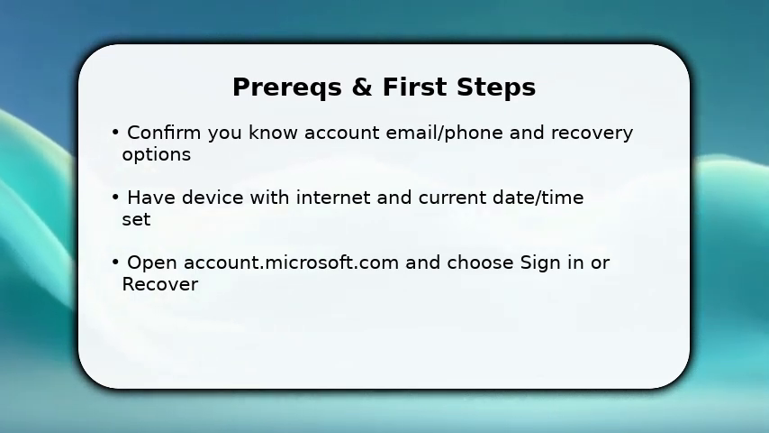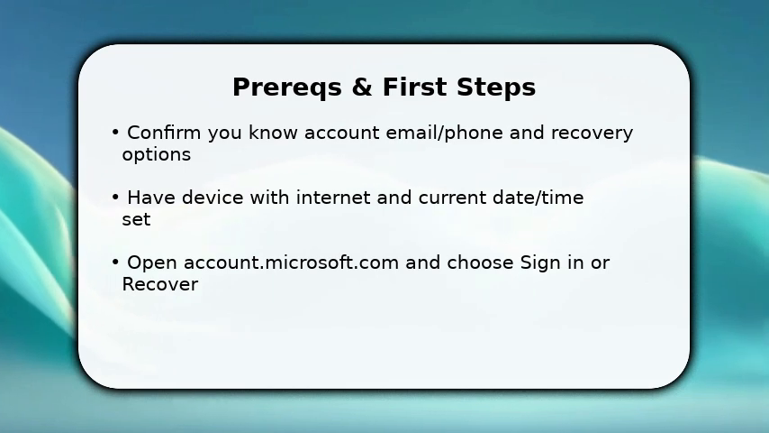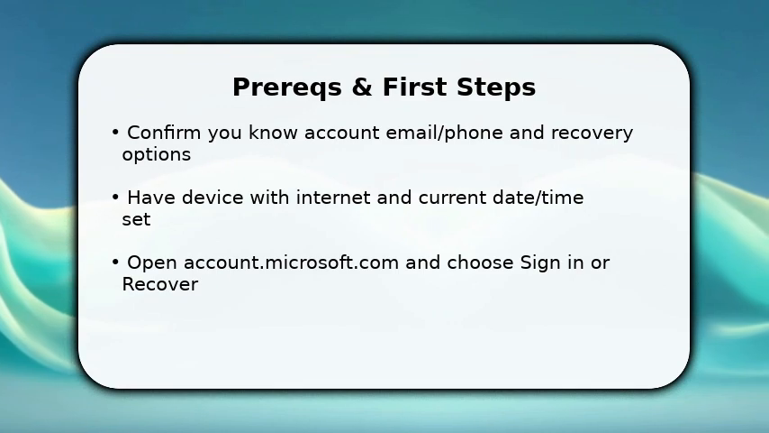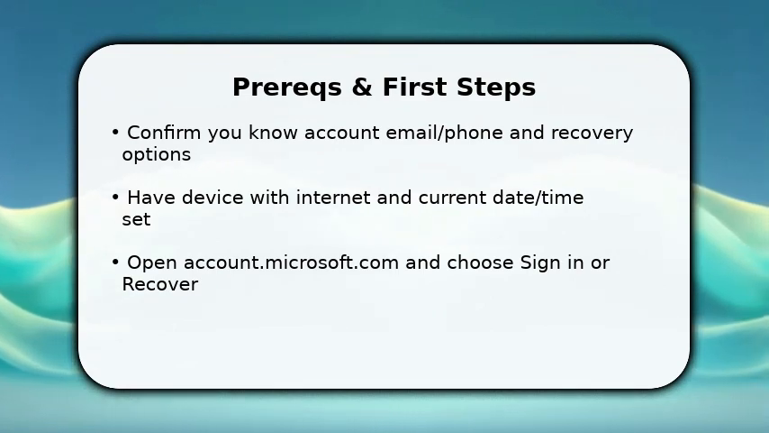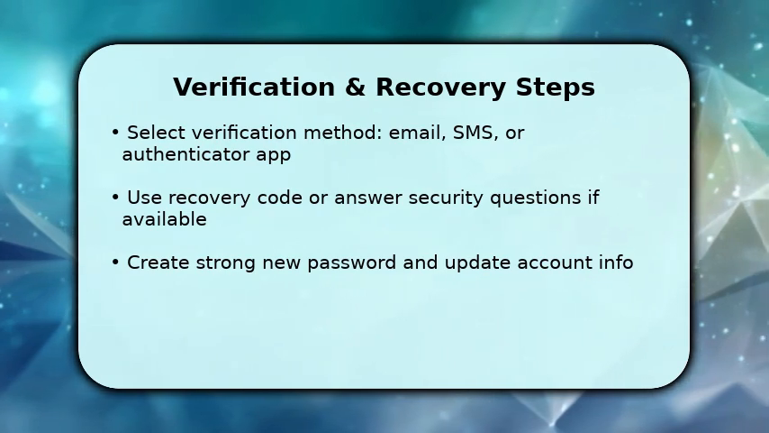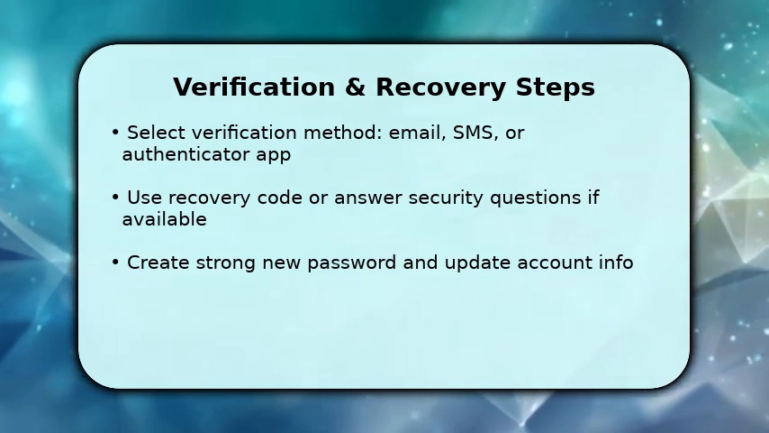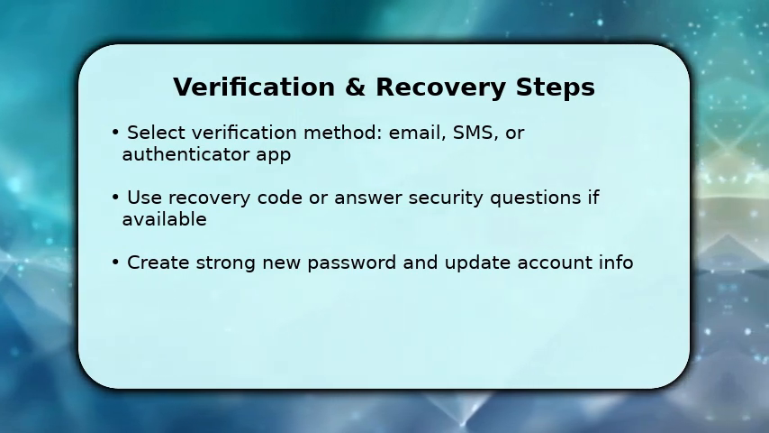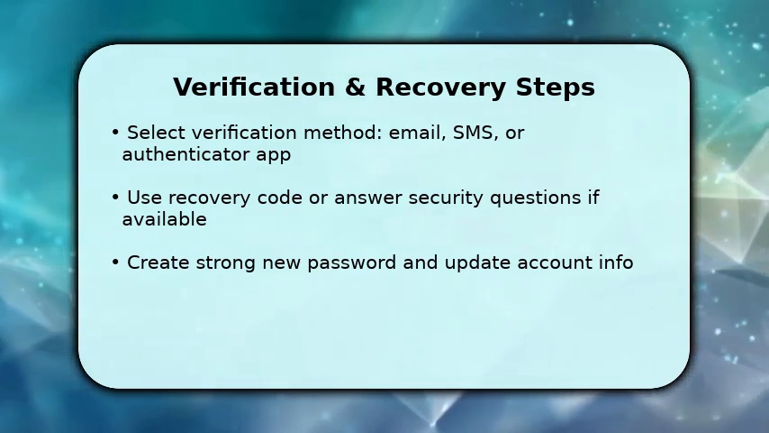Enter the email or phone. If prompted for a password and you don't know it, click Forgot My Password to trigger verification options and receive codes. After requesting recovery, pick the verification method you can access: email, SMS, or the Authenticator app. Make sure the code arrives and enter it promptly. If it doesn't, request a resend and check spam.